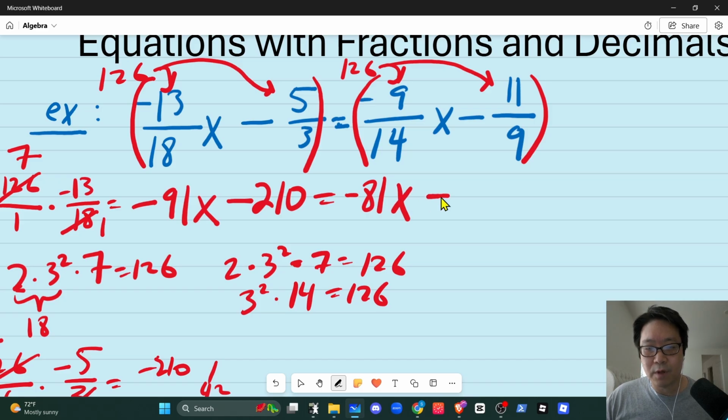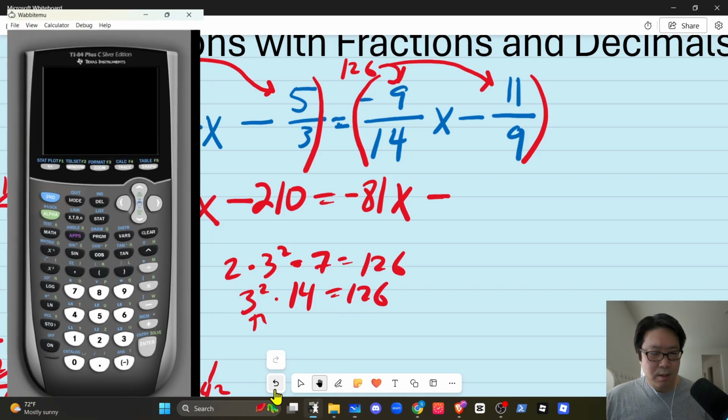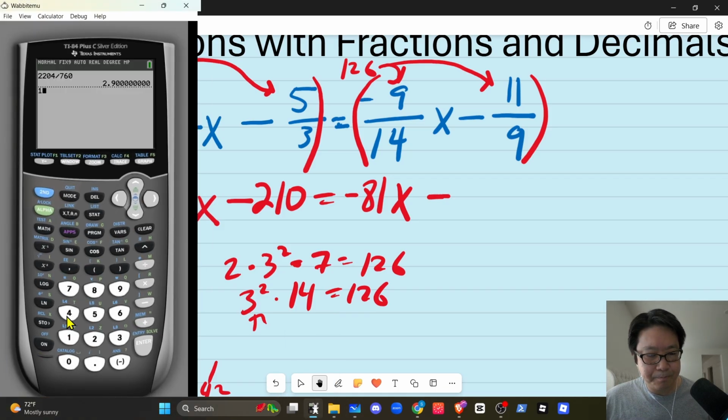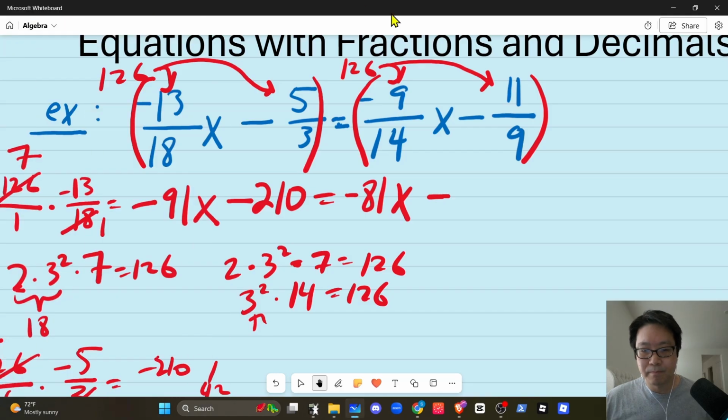Right? Now, for the second term, 126 times negative 11 over 9. So here we have 3 squared. So 126 divided by 9 is 14. So we would multiply 14 by 11. Okay. 14 times 11 gives us 154. Okay. So it gives us 154.